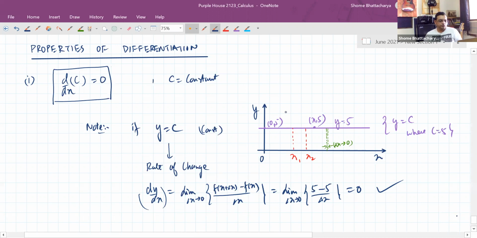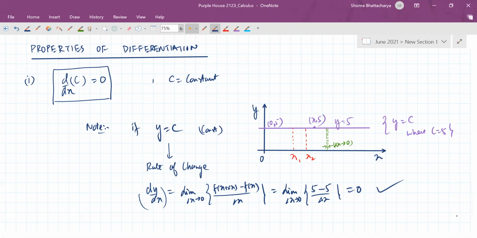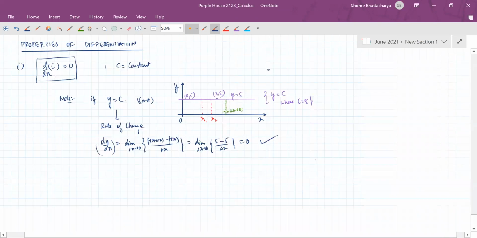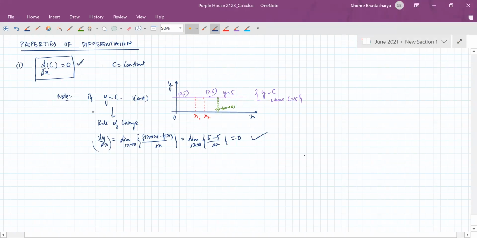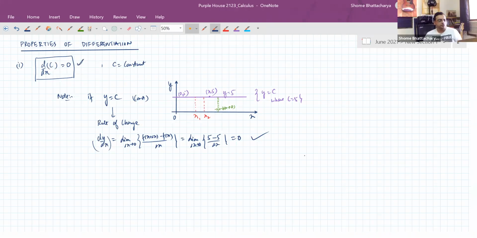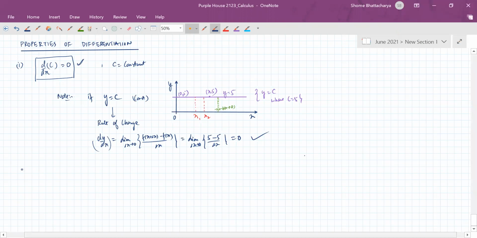Right? Is this clear to all of you? Sir, if a constant is given, we no need to calculate, right? Yeah, we don't need to do all this. You can directly use this formula or this property that differentiation of a constant is 0. Okay, is this clear? Yes, sir.